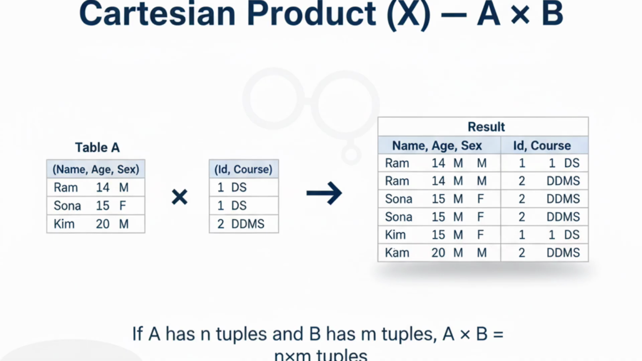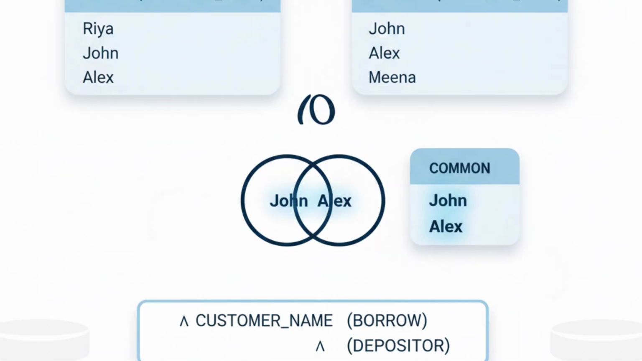Now, let's see the union operation, which merges two relations and removes duplicates. For example, author (books) union author (articles) gives all authors who wrote either a book, an article, or both. But remember, for union to be valid, two conditions must be met. 1. Both relations must have the same number of attributes, and 2. Their corresponding attributes must have compatible domains, that is, the same data types. If these conditions aren't satisfied, the operation is invalid.